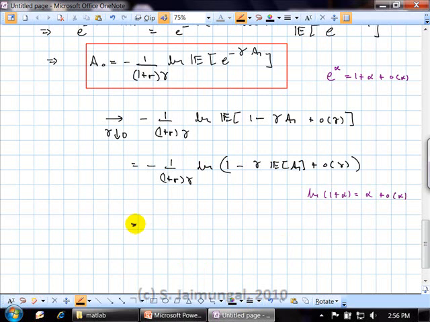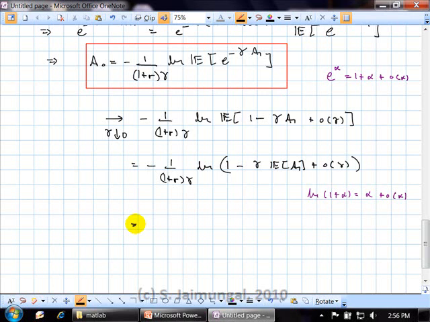So using this fact that I just wrote down, I can simplify that logarithm. Gamma is the thing that's small, and it's multiplying by... I have to make one assumption now. I have to assume the expected value of A1 is finite. And in fact, I also had to assume that the expected value of e to the minus A1 is finite. And this actually puts requirements on the boundedness of A1, but we'll ignore those little extra details. So here we get gamma times expected A1.